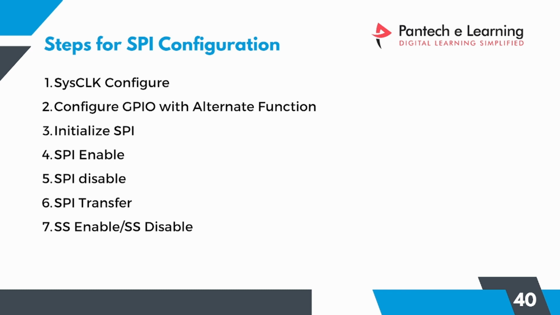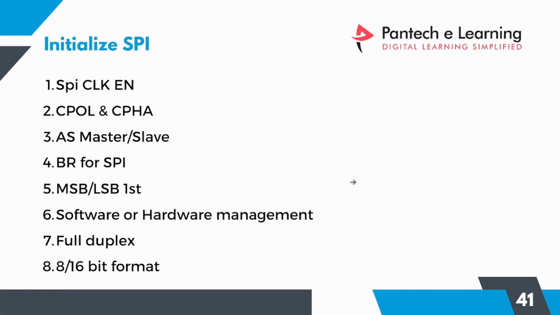Then we have to create a function for initializing the SPI. Then we have to create functions for SPI enable and disable, and the SPI transfer function. And SS means slave select pin, or you can say it is mentioned as CS. CS means chip select. Both are the same. So we have to create the function for slave select enable and disable. We will see in detail what we are going to do.